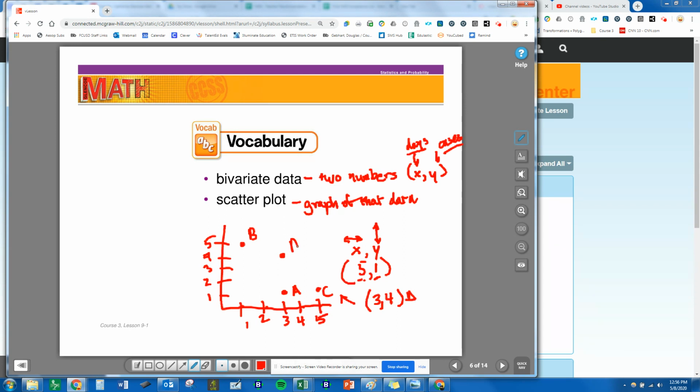So we need to be solid on our graphing skills to do a scatter plot, because we're going to be graphing a bunch of dots in order to do a scatter plot. And thankfully, some of that time is saved by the computer. So let's continue on.